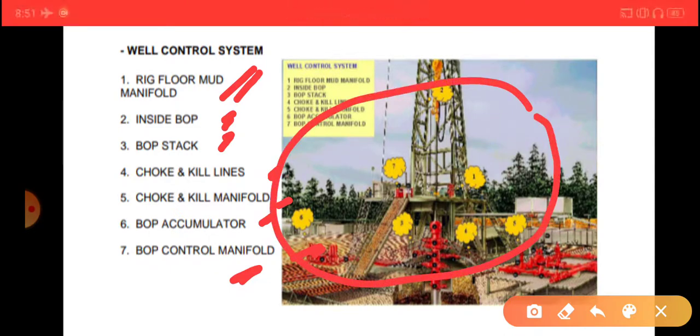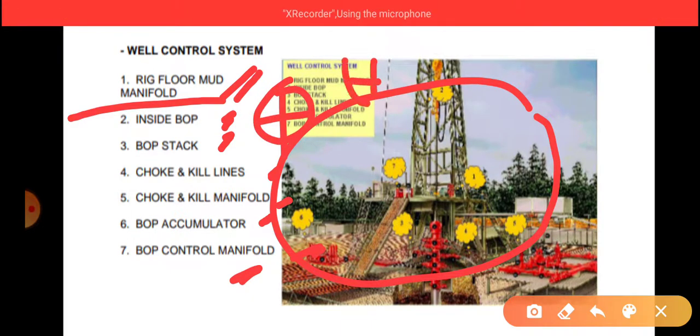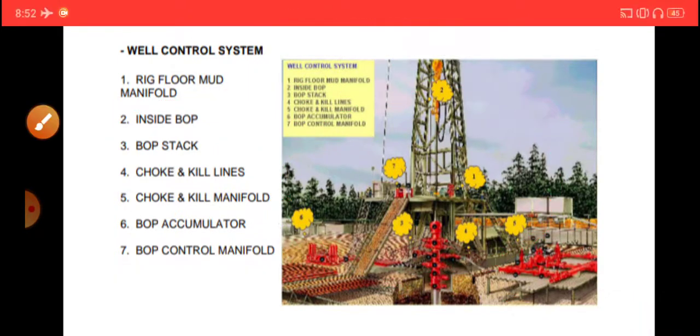So what is the rig floor mud manifold? On the rig floor we have one mud manifold. There we have valves to open and close for diverting the mud from one way to another way. All this information we have dealt with separately in other videos.